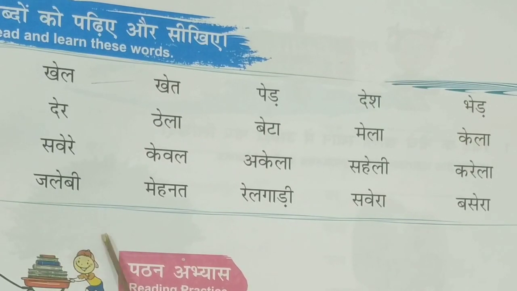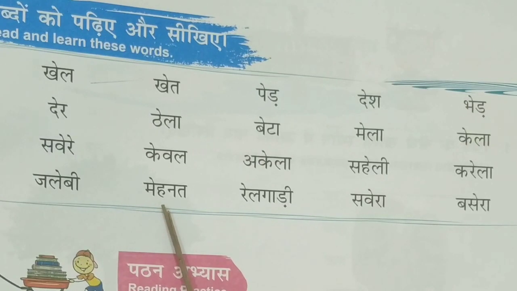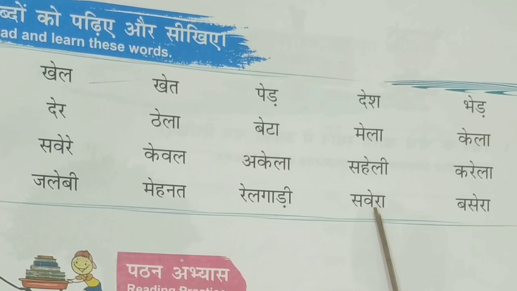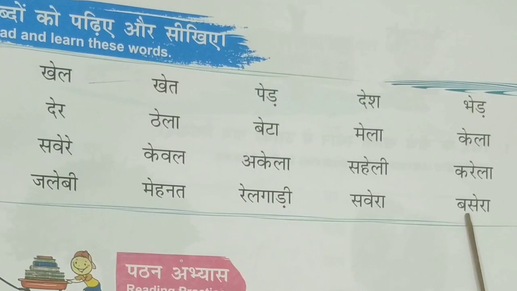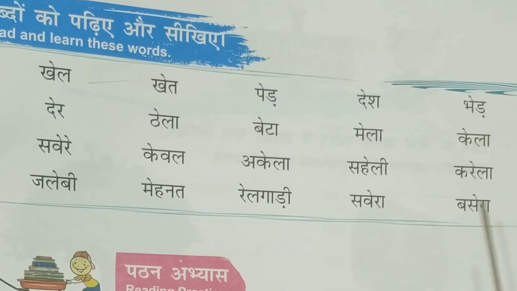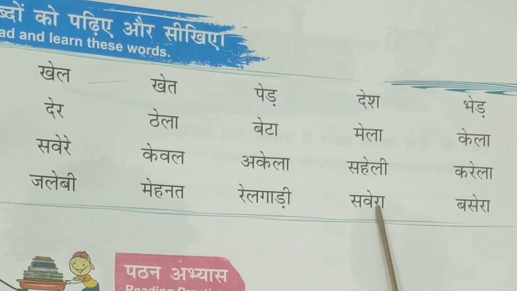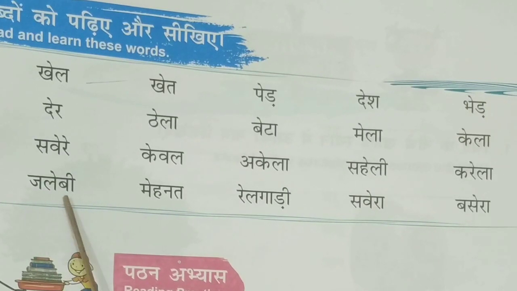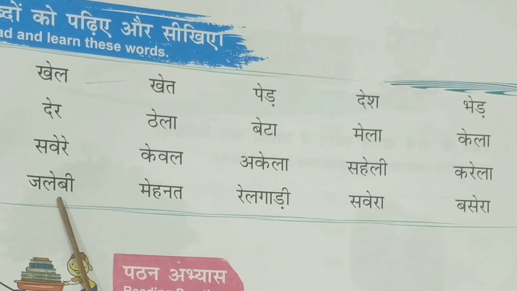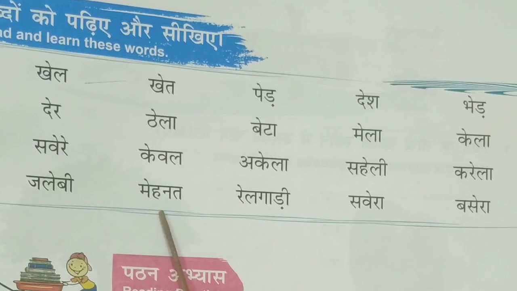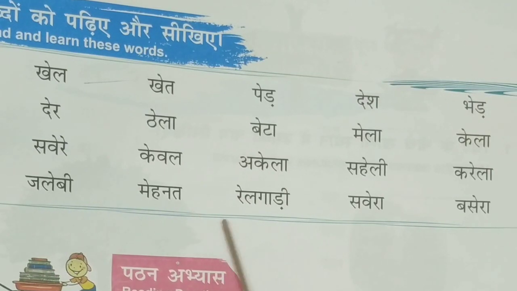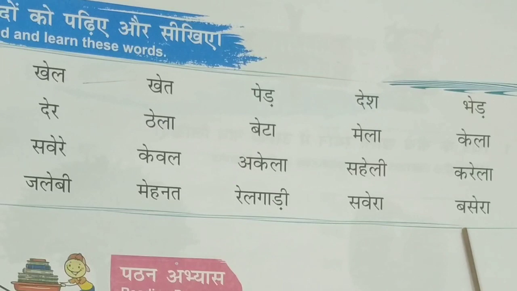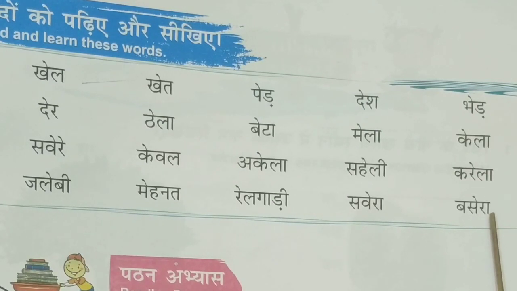Jalebi. Mehnat. Rail gadi. Savera. Basera. Savera is repeated here twice. See here Savera and here also. Okay, never mind. Jalebi. What is jalebi? Jalebi means jalebi. Mehnat, hard work. Railgadi, train. Savera, morning. Basera, a kind of house.